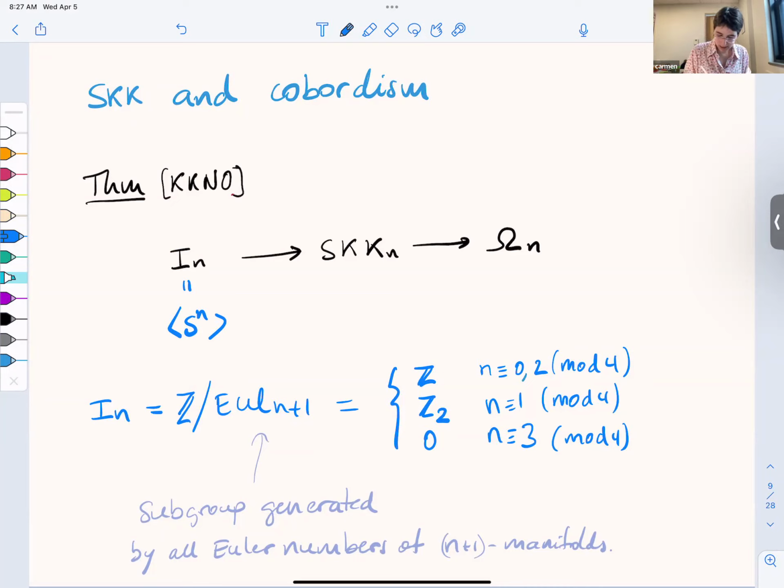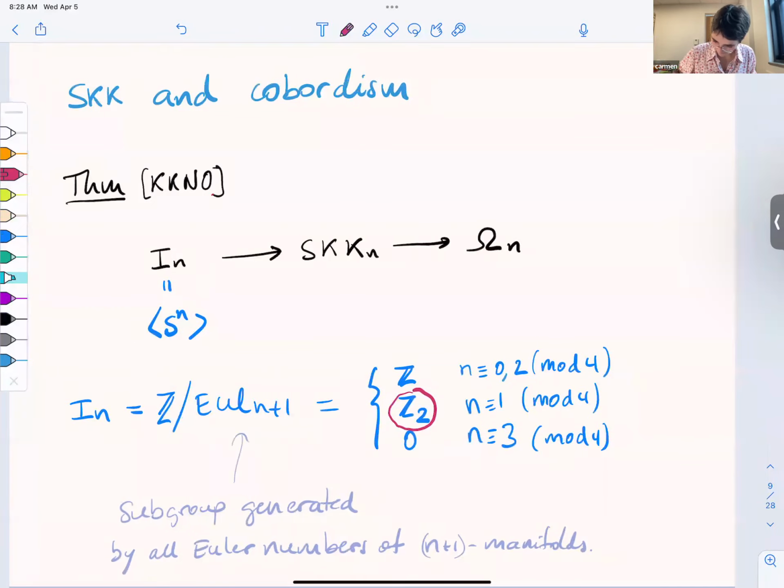But the key thing here is that we do have a computation. So what interesting things can we see here? Yeah, they are all detected by SKK invariants. One interesting computation here is this C2 right here. That C2 in dimension 4k plus 1 is detected by the semi-characteristic. So it's pretty interesting where each invariant actually detects. Let's see an example of this exact sequence in action.